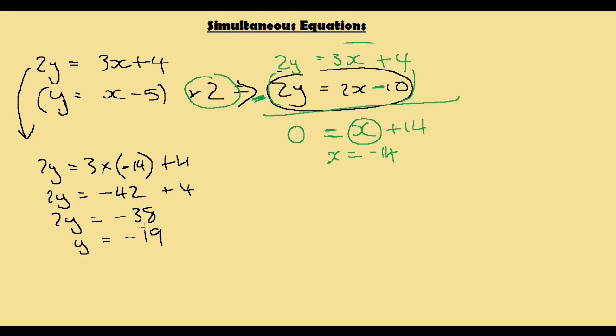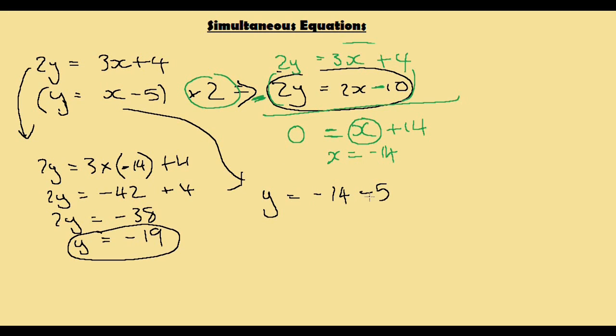Okay, so hopefully, if we've done that correctly, as we mentioned before, if we take the other equation, the second equation, y equals x minus 5. Remember, x is minus 14, and then take away 5. So that makes minus 19. Minus 14, take away another 5 is minus 19. So there we go. Y equals minus 19. Got the same from both, so we know that we've done it correctly. Okay, so that's slightly harder simultaneous equations.